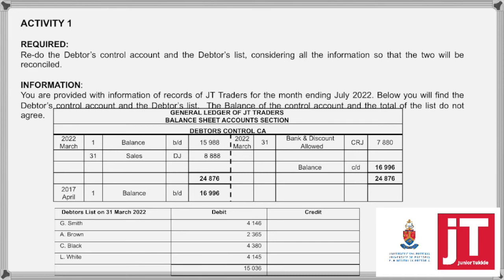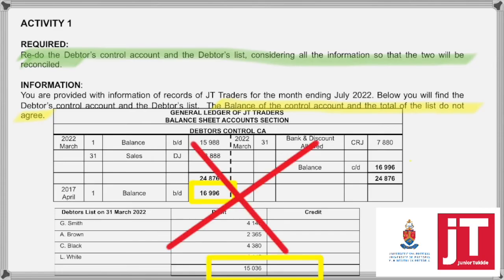You are provided with the information of JT Traders at the end of the month, July 2020. Below, you will find the debtors control account and the list. The balance of the control account and the list do not agree. So you can see we have 16,996 as a balance, but in the list is a total of 15,036 Rand. So at the moment, something is wrong and we need to go and fix it so that this balance and the total of the list equal out eventually. At the moment they do not agree, and that is why we need to do the reconciliation.